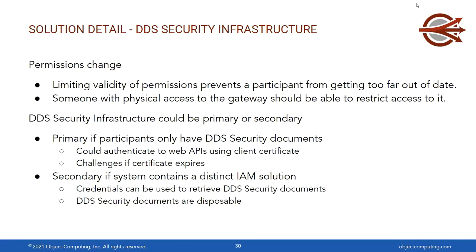The DDS security infrastructure could be primary or secondary. And what I mean by that is if you only have DDS security documents, then you could use those to authenticate to the web APIs using a client certificate and probably a JWT after that. But you have a challenge if the certificate expires. And it could be secondary if the system contains a distinct IAM solution. Perhaps a user uses their username and password to authenticate. Using those credentials, they could then interact with the DDS security infrastructure to get all of the DDS security documents. And what's nice about that solution is that the security documents are disposable, so you can always start over from scratch if necessary. Okay, let's move on.